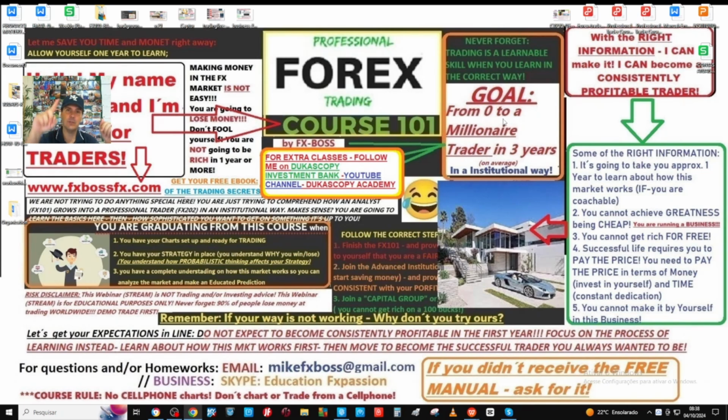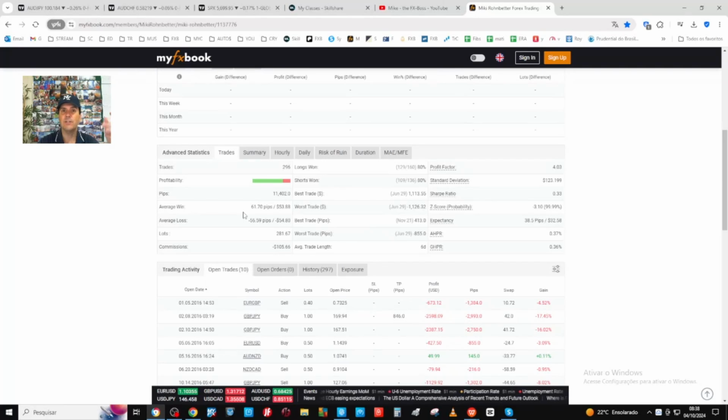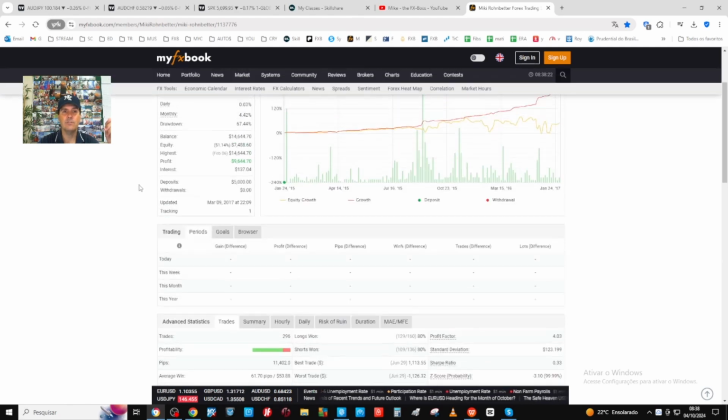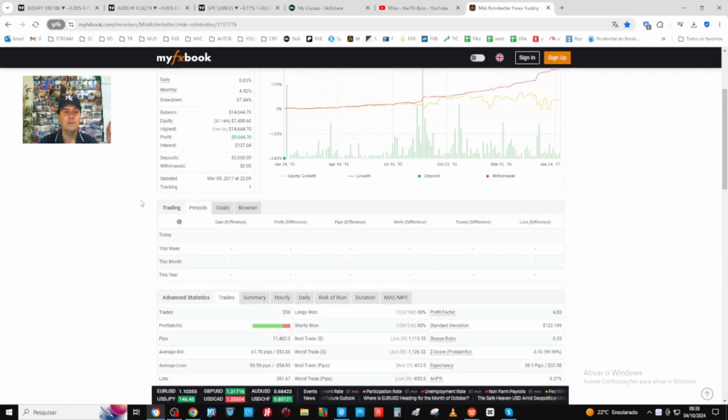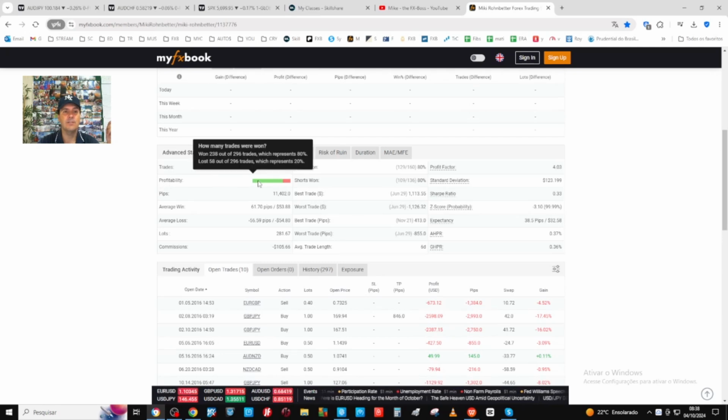Timing and retracement trading. All right, and so you start as an analyst, and if you do good for 1 year, 2 years, this is an institutional way of growing. When I say if you do good, I'm talking about this thing in here, it's called MyFXBook. It's for free. You can join, open an account and everything. Here is me back in time, and here you have profitability. See here how many trades were won: 238 out of 296, which represents 80%.